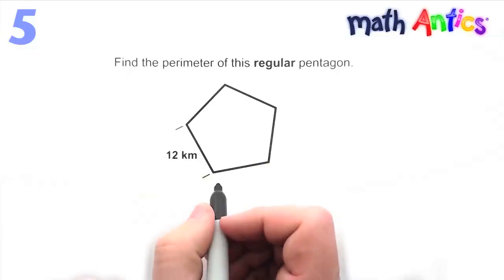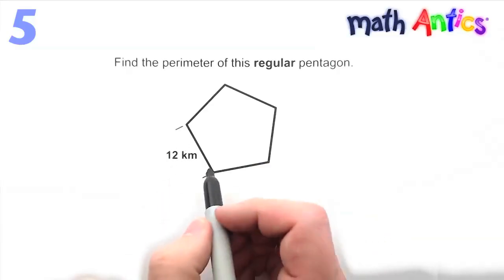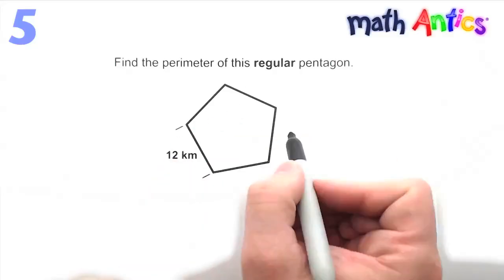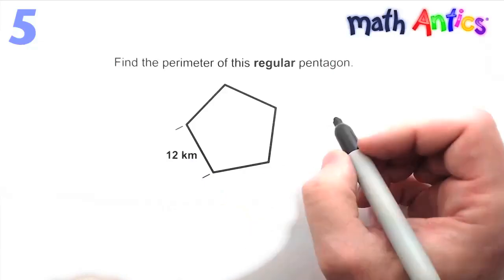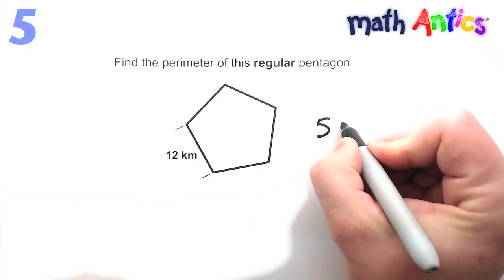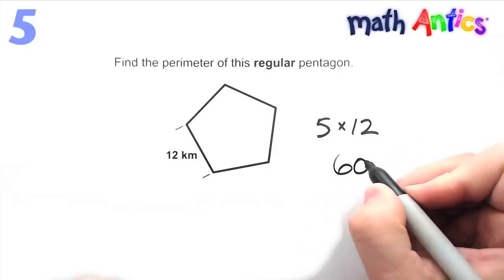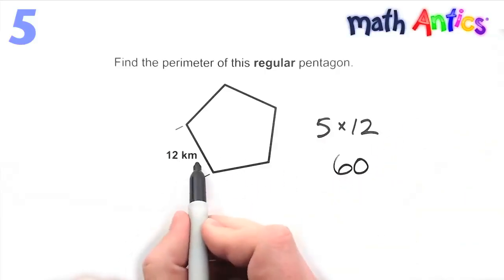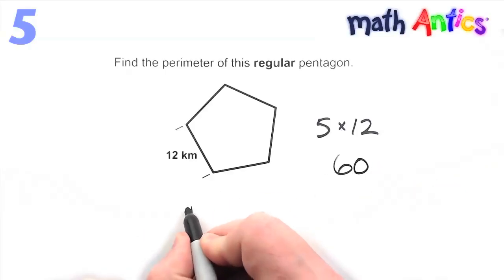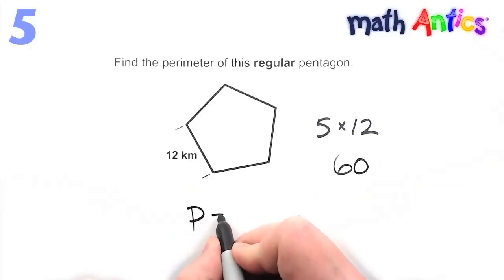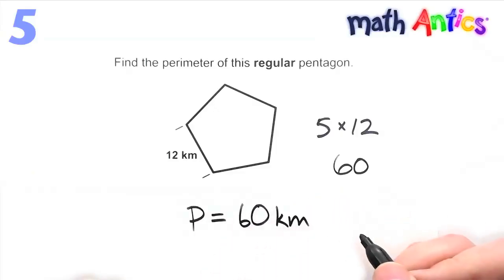Those are really long sides. You can see why keeping track of what unit of measurement you're using is important. All right, so to find 5 sides, all of the same length, 12 kilometers, we just multiply 5 times 12, and that gives us 60. But not just 60, it's 60 kilometers. So let's write, we'll put it down here. P for perimeter equals 60 km, kilometers.